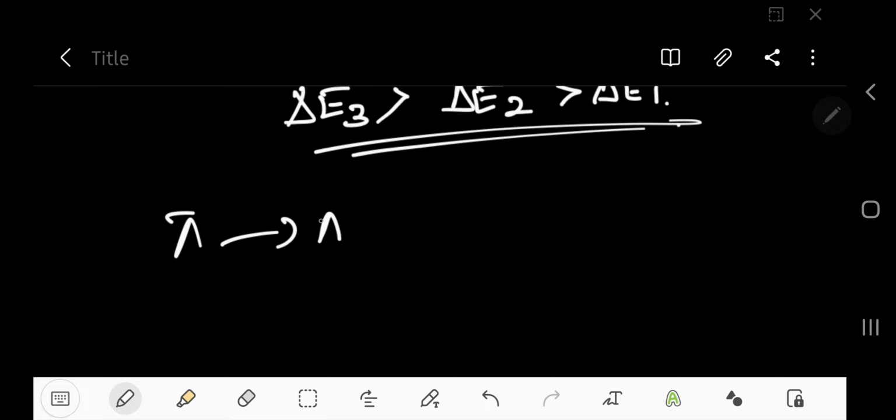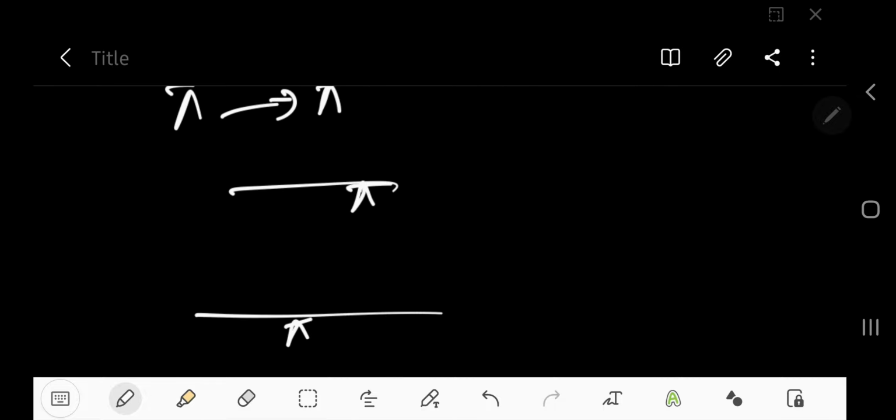If we consider the pi to pi star transition, the excited level is highly stable when the polarity increases. Considering a pi electron, the electron present in the pi state will absorb energy at a particular radiation and get into the pi star level. When the polarity increases, as the pi star level is highly stable, it needs very less energy to get excited, right.